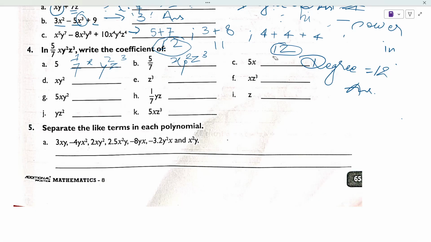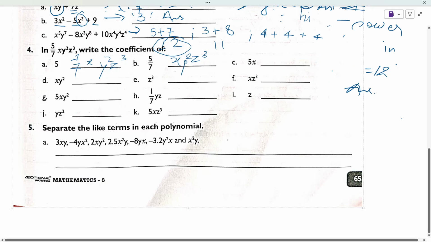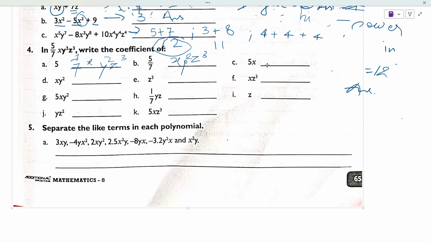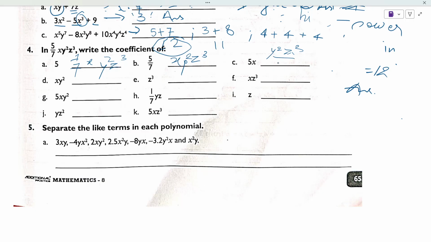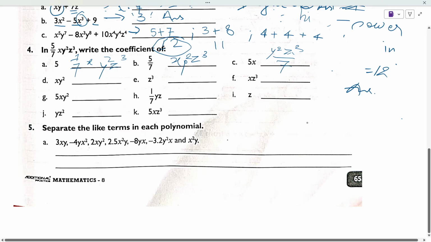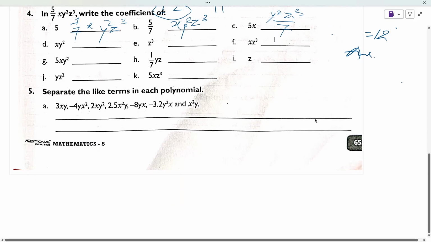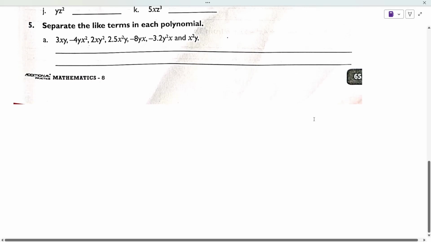Now in part C it becomes 5x. So ignoring 5x from the term, or removing it from the term, whichever you feel comfortable, we have the variable part y square and z cube with us, and the number 7 in the denominator as well. So y square z cube upon 7. Hopefully you are getting how to reach the coefficients: skipping that part, and whatever is left is the coefficient.